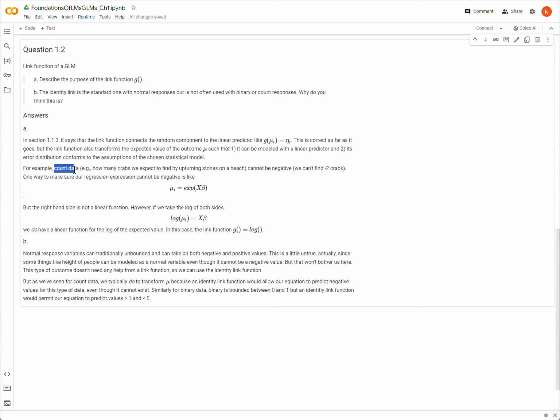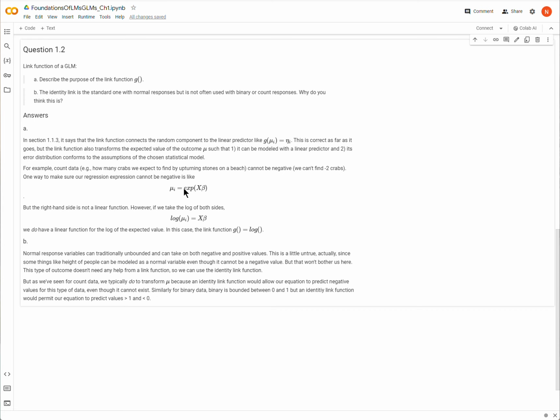If we're looking at count data, think about the number of crabs we expect to find by upturning stones on a beach. If you've never done that, it's a lot of fun. This count cannot be negative, right? We can't find -2 crabs. We can find 0 crabs, or 1 crab, or 10 crabs, but not -2. So the expression we use to model this has to only allow positive values.